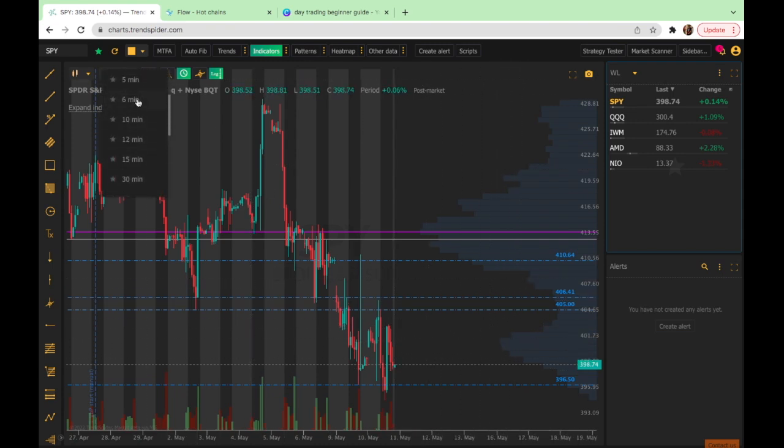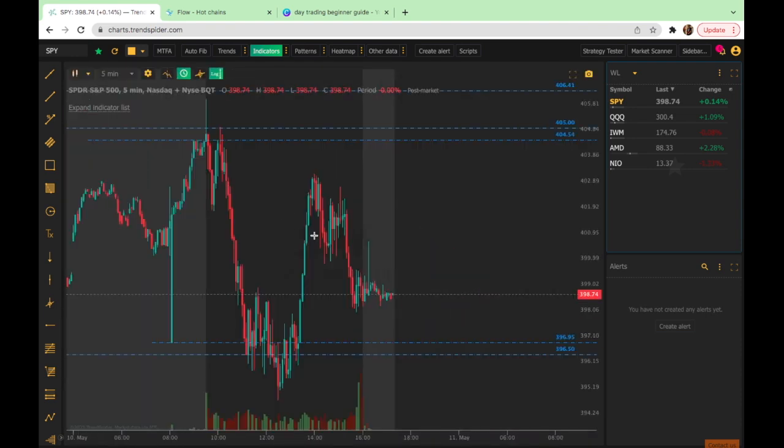Flip back to the 5-minute here. In this case, we have a shooting star candle off the open, and we cannot hold this pre-market support, the pre-market high level, which was resistance at 404.54, that big level at 405. So we end up tanking throughout the day.